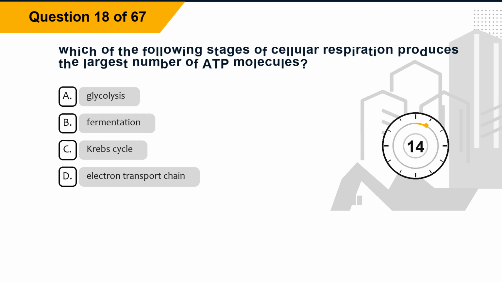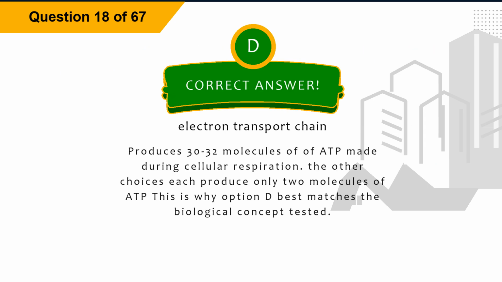Question 18. Which of the following stages of cellular respiration produces the largest number of ADP molecules? Option A, glycolysis. Option B, fermentation. Option C, Krebs cycle. Option D, electron transport chain. The correct answer is option D, electron transport chain. Explanation: it produces 30-32 molecules of ATP made during cellular respiration. The other choices each produce only 2 molecules of ADP. This is why option D best matches the biological concept tested.